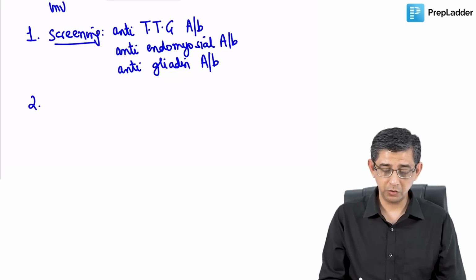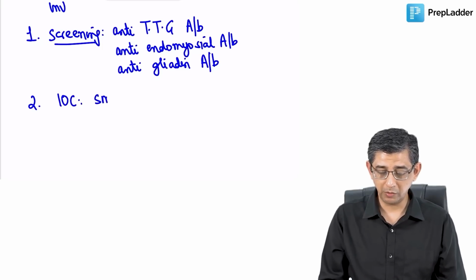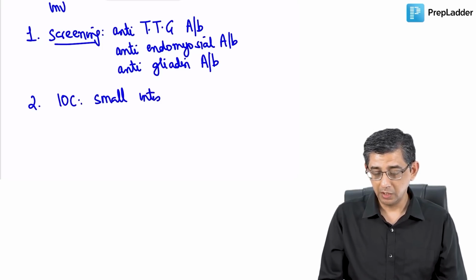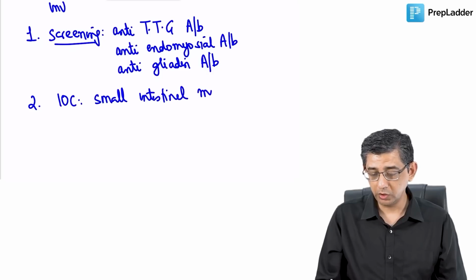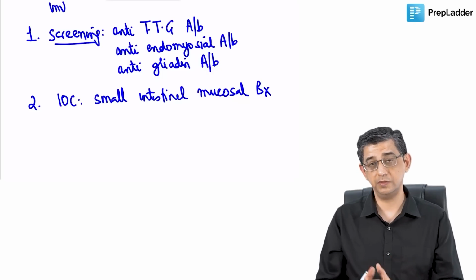Coming to the investigation of choice for this condition, we will be doing a small intestinal mucosal biopsy. Well, this test will have to be done 2 times in the patient, one initially and then would be repeated after 4 to 6 week period.